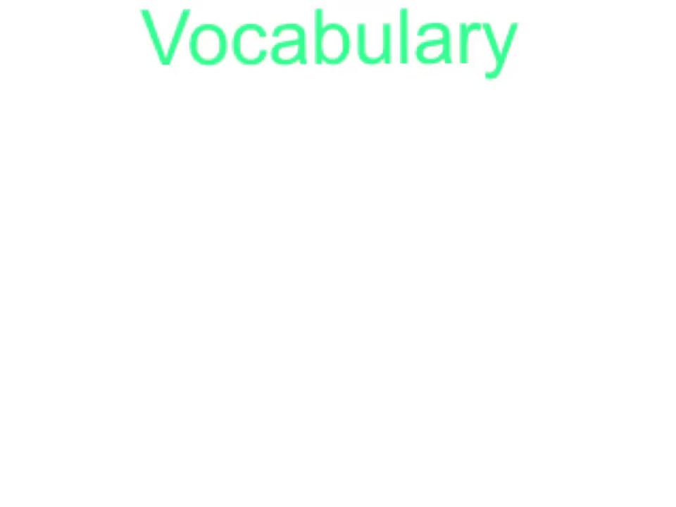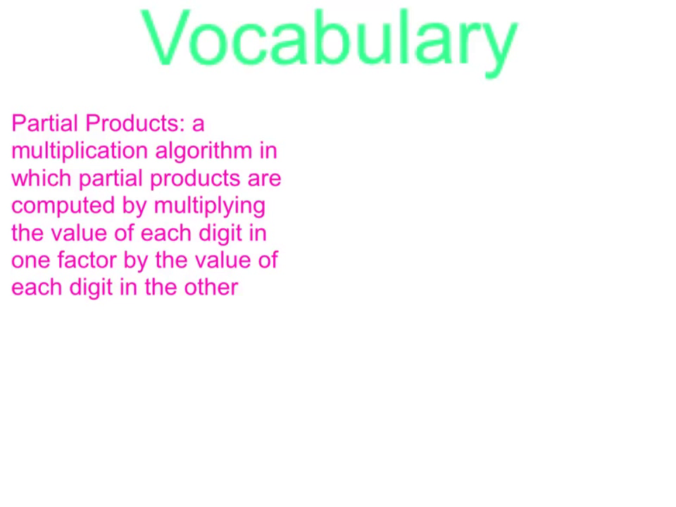First, let's talk about some important vocabulary that you will need to know and understand for today's lesson. Partial products. This is a multiplication algorithm in which partial products are computed by multiplying the value of each digit in one factor by the value of each digit in the other factor. The final product is the sum of the partial products. We are going to look at this in more depth so it makes more sense on the next slide.